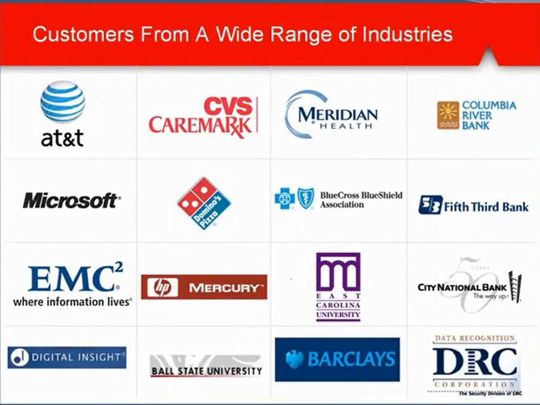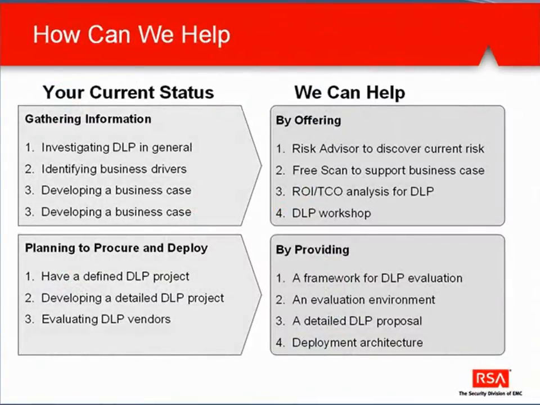So the last thing I want to talk about today is how we at RSA can help you. So as you can see, we have a variety of offerings based on where you are in your own process. So let's say you're still in the information gathering phase, you're looking to build a business case for data loss prevention. So in this case, we can offer a series of scans. We can come in, we can do a discovery project, and we can provide you a report which will show you where your actual risks are. We also offer total cost of ownership analysis. We offer DLP workshops.